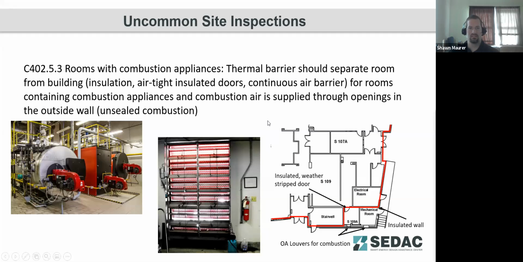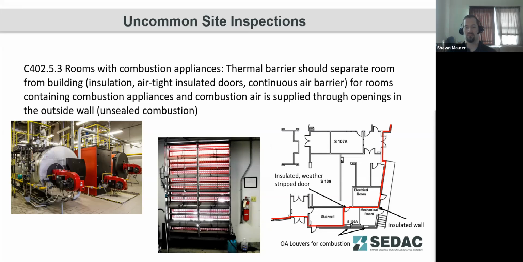And lastly, some uncommon site inspection issues with improved efficiency for a lot of HVAC equipment. We're seeing that a lot of these are sealed combustion now. But in the event you do have open combustion in a building area, the construction requirement of C402 of the Commercial Energy Code does require that any area that's using outside air for combustion appliances must be thermally isolated from the rest of the building.